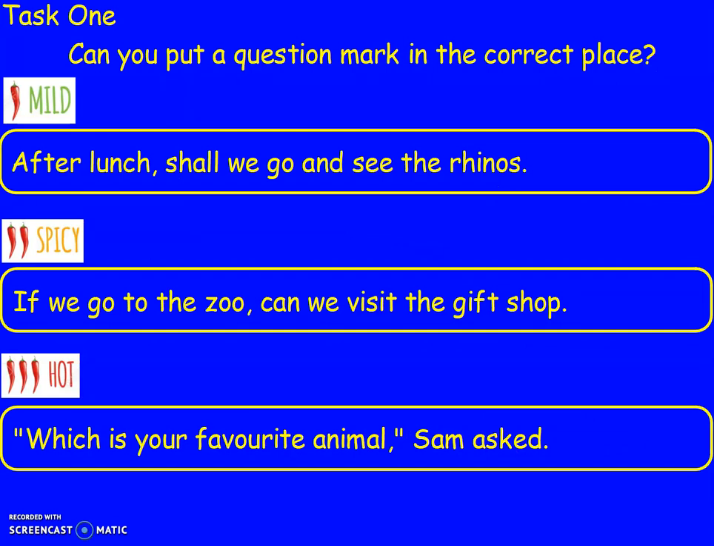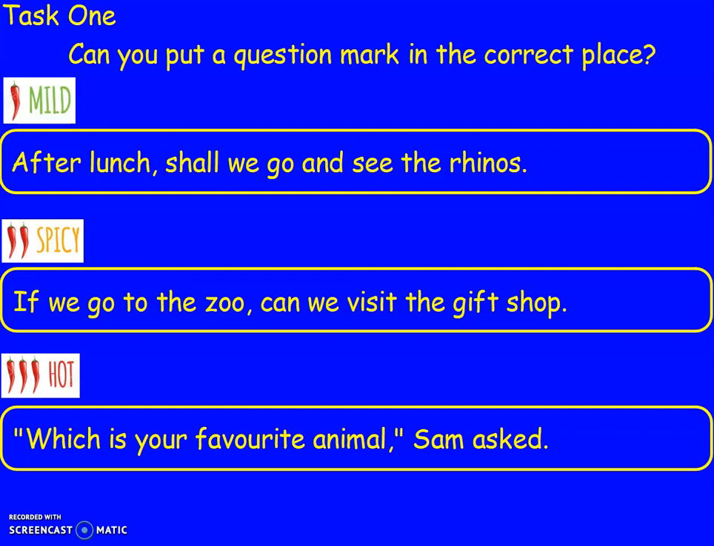So for your first task, I want you to have a look at these and decide if you can put a question mark in the correct place. So decide where the question mark is going to go. So you can choose mild, spicy or hot. So mild says, after lunch, shall we go and see the rhinos. Spicy says, if we go to the zoo, can we visit the gift shop. Hot says, which is your favourite animal, Sam asked. Okay, so choose the one that you're going to do, and under your subheading in your book, I want you to write out the sentence and put in the question mark where you think it needs to go. So you can pause the video and do that now.